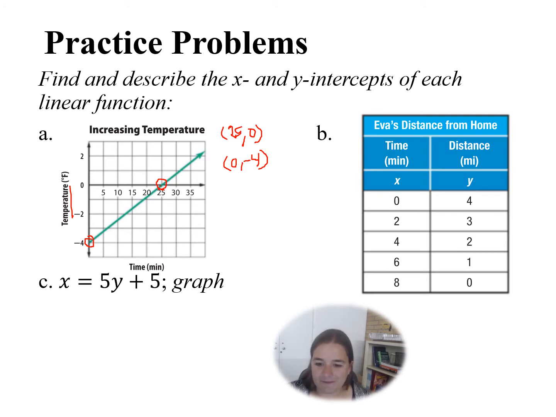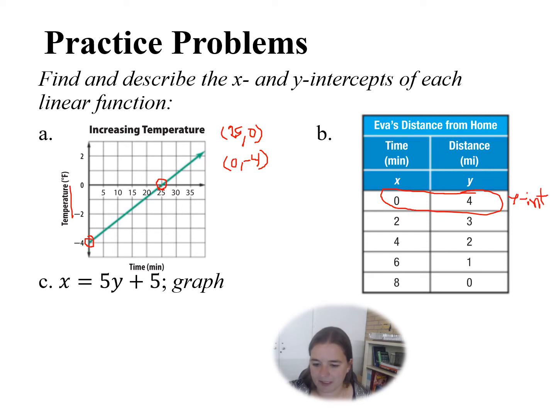Next example here, I have Eva's distance from home. And this one I'm looking at the table, so I need to find my x and y intercept. Well, the first one I see x is 0, y is 4. Is this going to be my x-intercept or my y-intercept? Well, if I think about the information in my table, I have x is 0, so that's where I'm on that y-axis, which means that I'm crossing at y equals 4. So this one is my y-intercept.